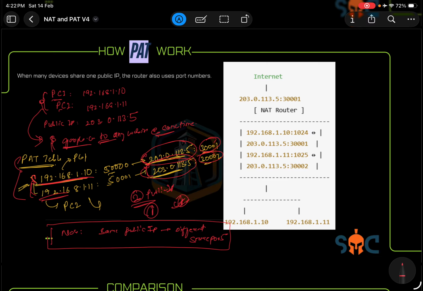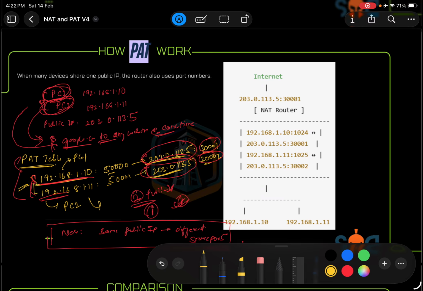Okay, so when the responses come back from google.com, how will Google understand where to respond, or to which particular PC to respond, whether it's PC1 or PC2?